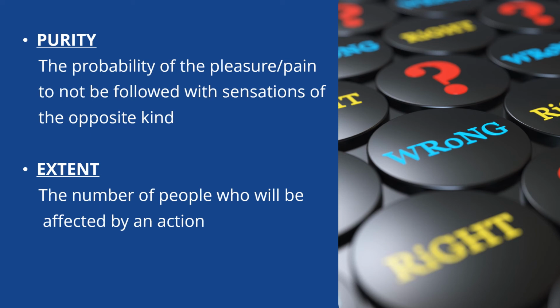Next is extent. This is the number of people who will be affected if a particular action is done. In a way, you can think of it as something like, if I do this, how many people will feel pleasure or pain from it? This is important in the concept of utilitarianism because, as mentioned previously in the first chapter, the action that produces the most happiness is considered the most moral.